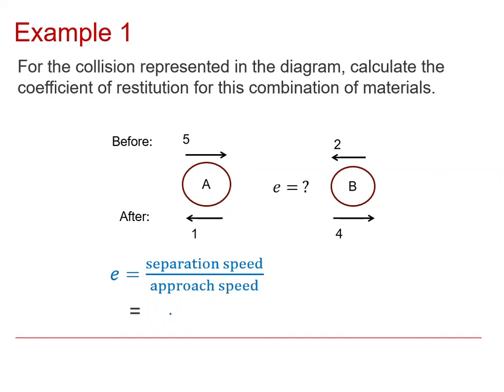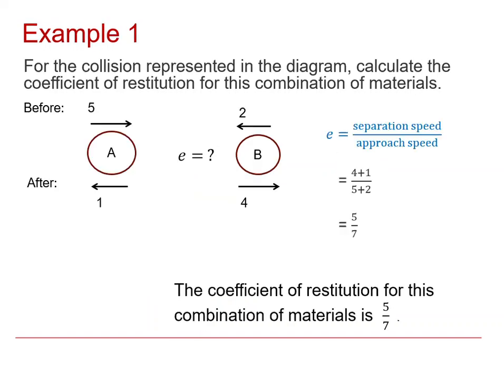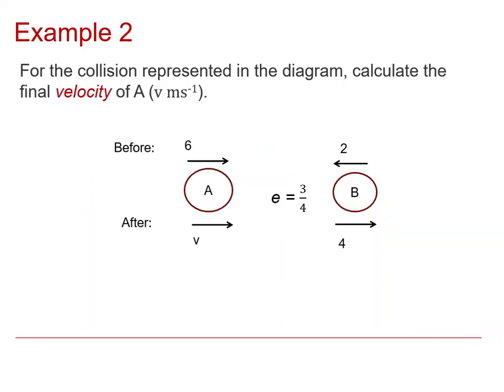Now the separation speed will be 4 minus 1 if you consider the directions, or perhaps it's intuitively obvious that it's 4 plus 1, over, and in the same way it will be 5 plus 2. So from that calculation we can see that E is 5 over 7. So there's a summary of the calculations, and we answer the question in the terms in which it's set. Notice that there are no units because E is dimensionless.